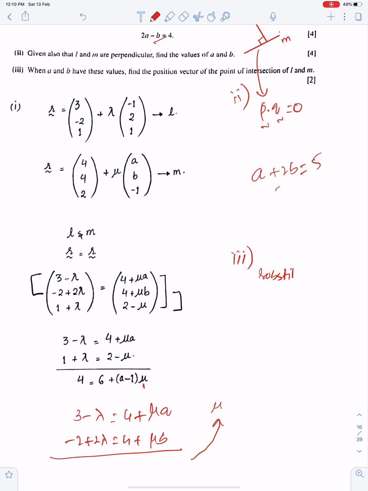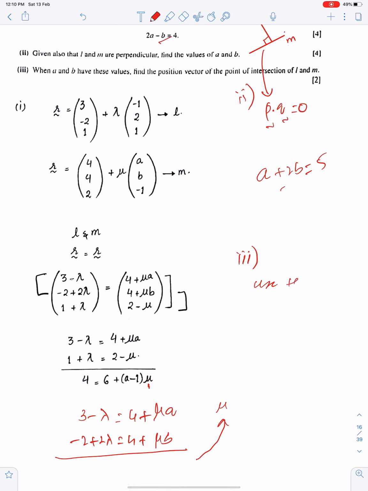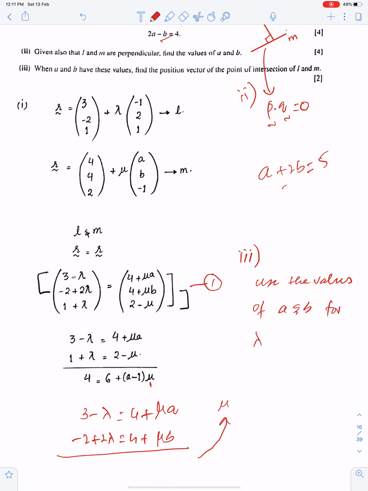Substitute a, b, use a and b and get the value of lambda. This is basically the concept. Use the values of a and b in this equation for either lambda or mu. After getting the value of either lambda or mu, let's suppose you have found lambda, substitute lambda here and get the position vector.